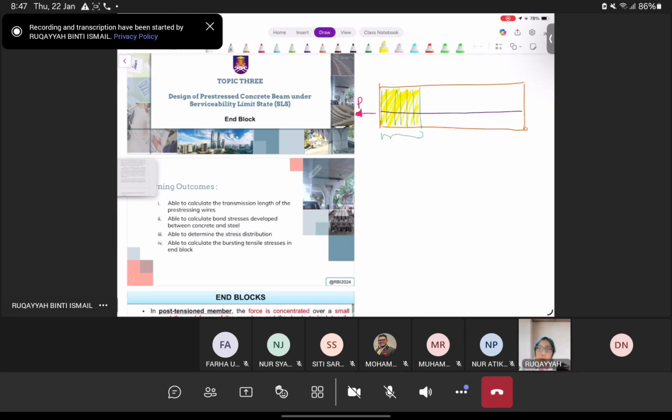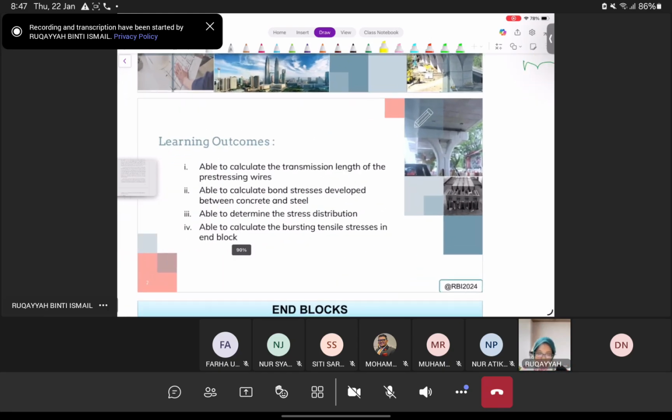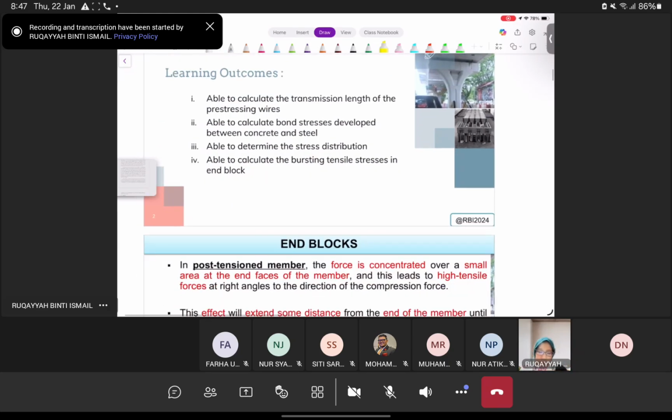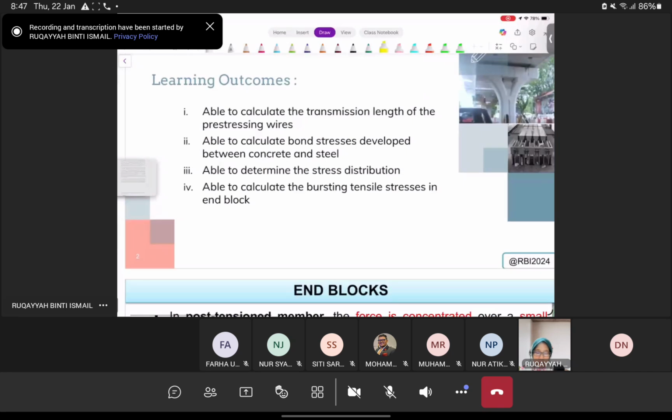burst, and so on. So to avoid that from happening, normally we design a certain length and provide a sufficient number of shear links at that particular area. That's why we call this structural element part an end block design. Okay, all right. So that's the overall view of today's topic that we're going to cover.